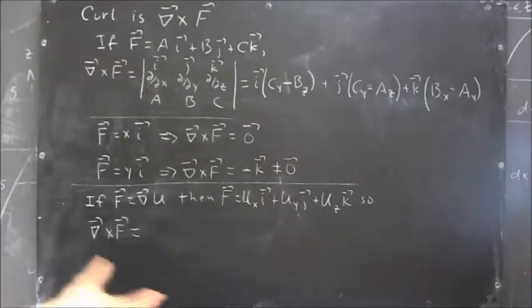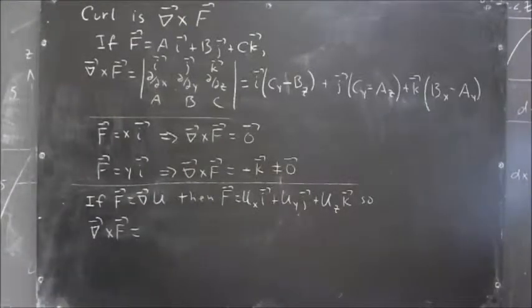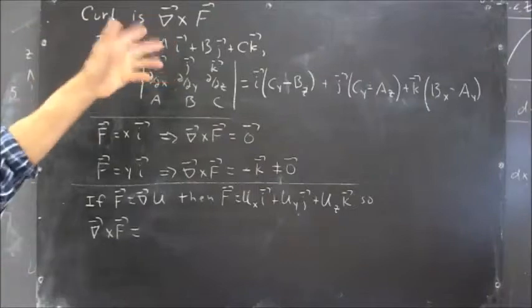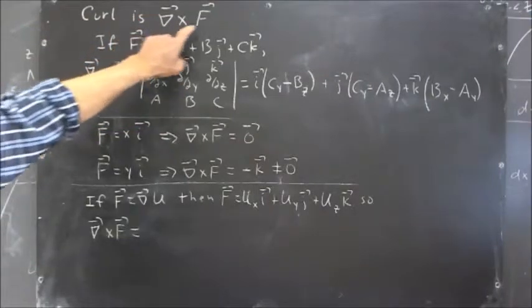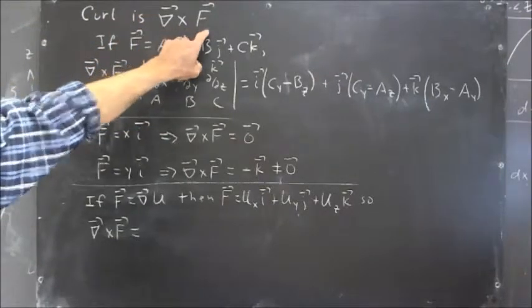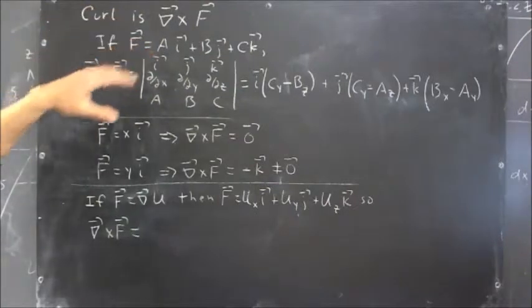Okay, let's talk about the curl a little bit, and at least some of the relationship between the curl and potential functions and so forth. Okay, the curl, as you should know from Chapter 1, because of course this was covered in Chapter 1, is del cross F. Curl of F is del cross F.